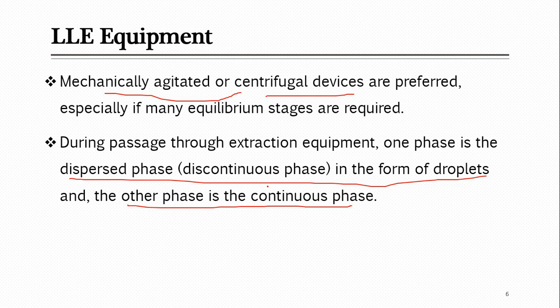So with the help of this, definitely the contact is improved. We will discuss in next slides how it is improved. So one will be in the form of discontinuous phase and the other in the form of continuous phase. You can imagine it like in distillation, where one is liquid phase and the other is vapor phase. The vapor is in the form of droplets, the dispersed phase, discontinuous phase. That helps us improve the mass transfer.